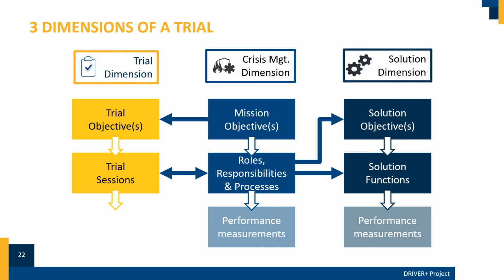When looking at the lowest level, you see that all 3 dimensions require so-called performance measurements. The next session, 2.2, will dive deeper into this. But the core reason to do these measurements is because you want to determine, and therefore measure, whether using the innovative solutions indeed improves reaching the crisis management mission objective. And you want to take measurements on all 3 dimensions because you want to be able to evaluate whether these changes are caused by the solutions you used or due to the way the trial was set up and executed.